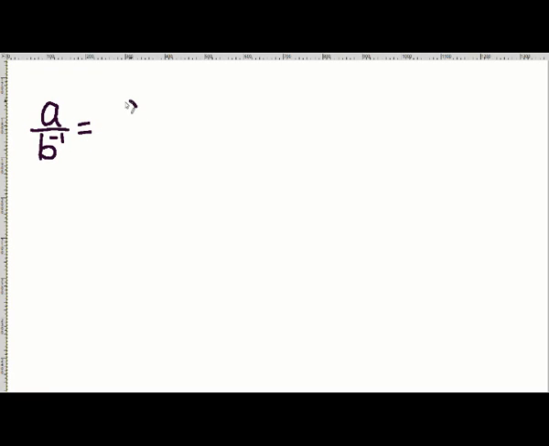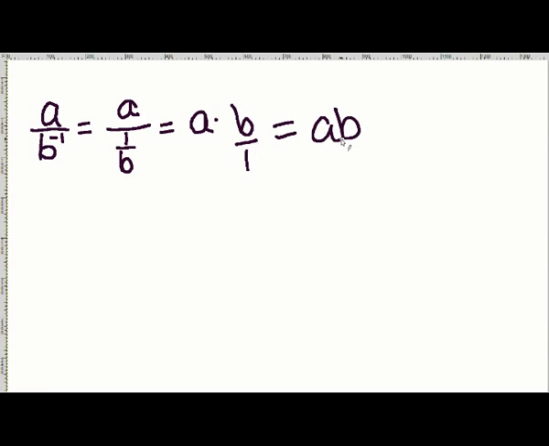Well, b to the minus 1 means a divided by 1 over b. And then when we're dividing by a fraction, or dividing by anything, that means multiplying by the reciprocal. So dividing by 1 over b is the same as multiplying by b over 1, the reciprocal of 1 over b. And of course, a times b over 1 is just ab.